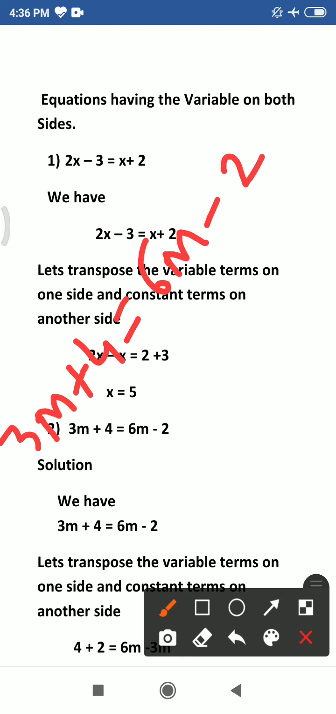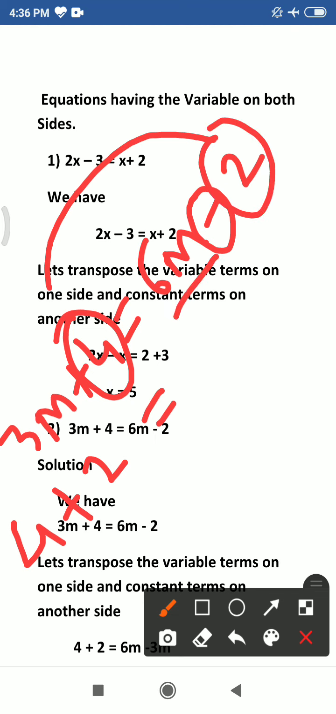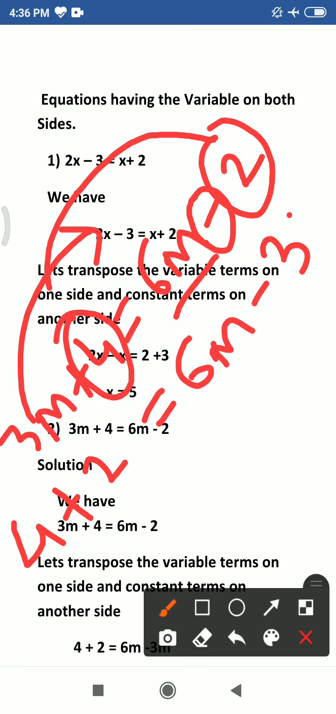I will collect the variable terms on one side and the constant terms on one side. I will keep this constant term, 4, as it is here, and the other constant term, minus 2, I will take to this side. It is subtraction, so it will become addition here, that is plus 2. And when this 2 is transposed, the 6m remains here already, so you can write it as 6m, and this 3m will be transposed to this side. It will become minus 3m.